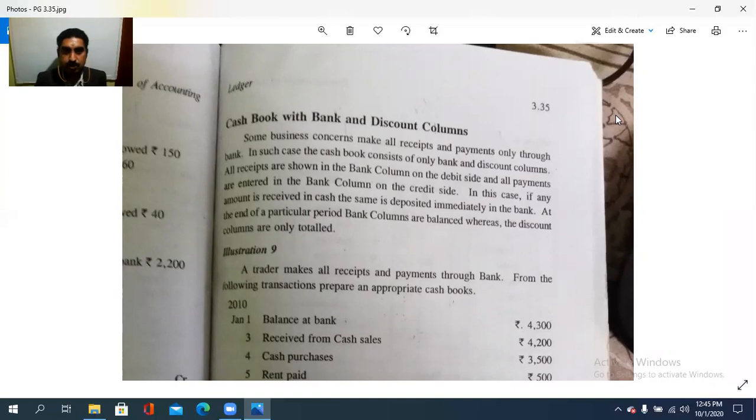In such cases, the cash book consists of only bank and discount column. All receipts are shown in the bank column on the debit side and all payments are entered in the bank column on the credit side. In this case, if any amount is received in cash, the same is also deposited immediately into the bank. At the end of the particular period, the bank column is balanced, whereas the discount columns are only totaled.